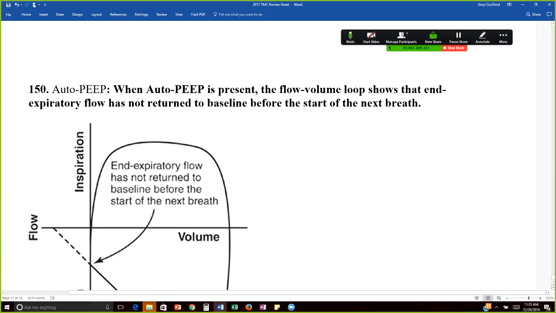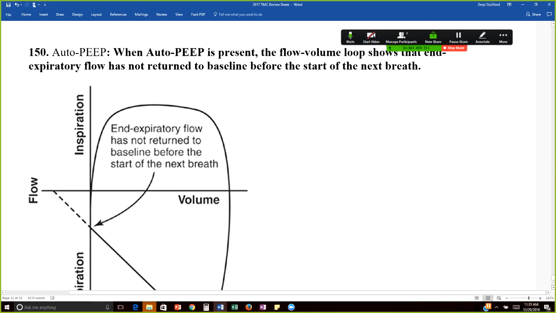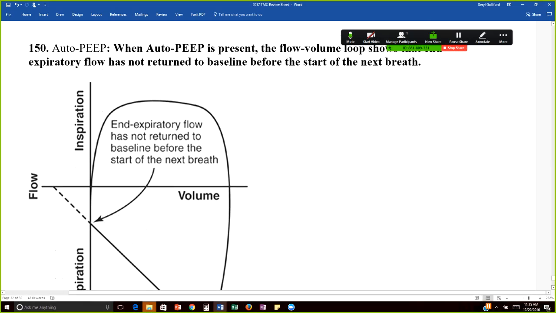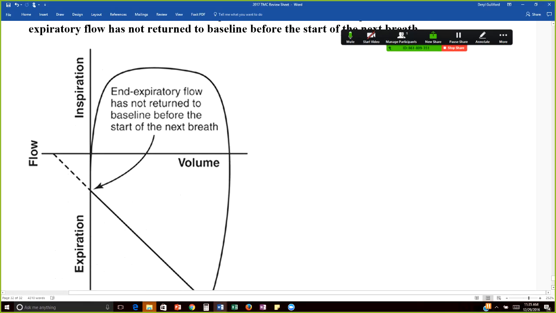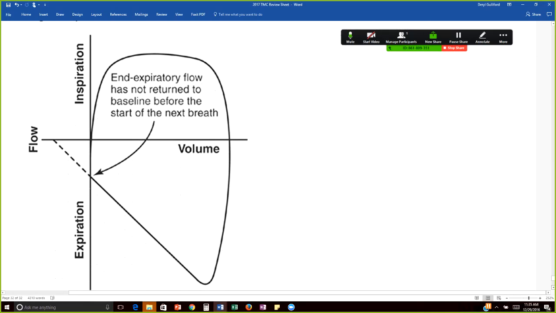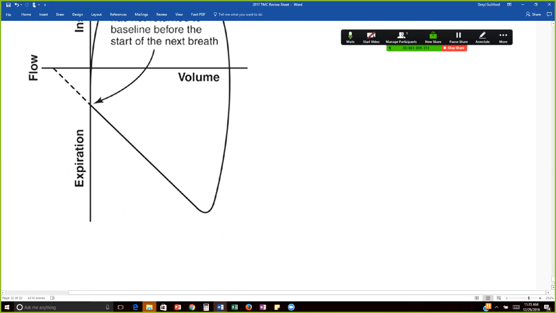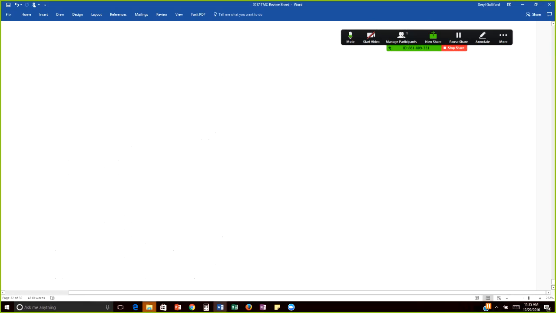And auto PEEP. I think this might be the last item. When auto PEEP is present, the flow volume loop shows that expiratory flow has not returned to baseline before the start of the next breath. So you can see in this graphic that flow does not get back to the baseline before the next breath starts. And that is auto PEEP shown graphically. Very important concept.